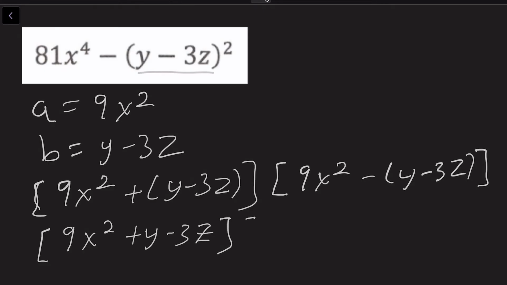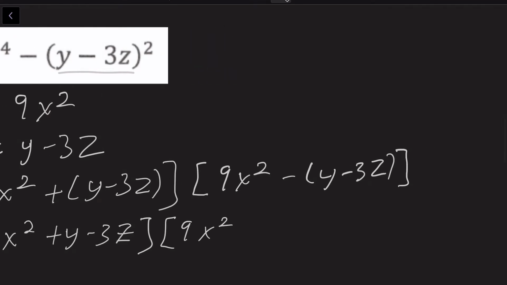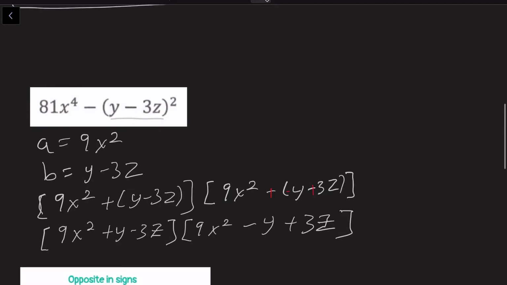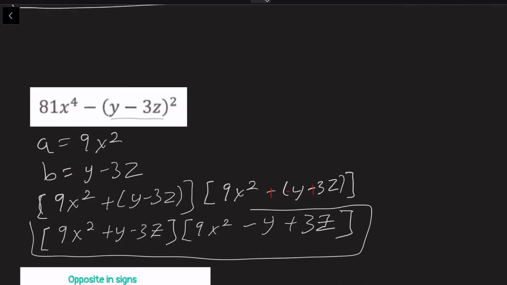Our second term is going to be 9x squared. When you distribute the negative, you're going to change this to a positive, that to a negative, and that to a positive. So you're left with minus y and a plus 3z. That's a bad z, but that's a z. That becomes our final answer.